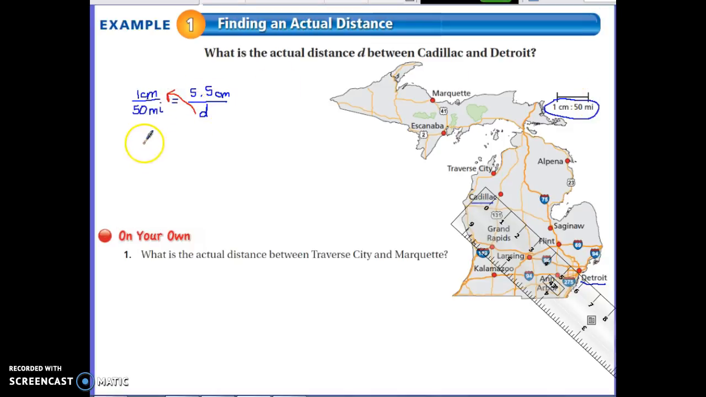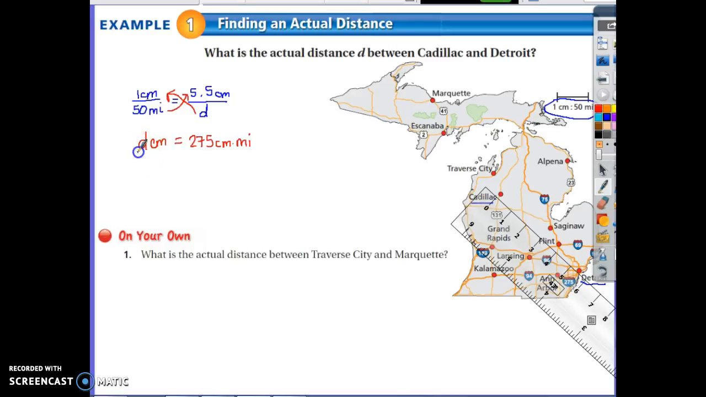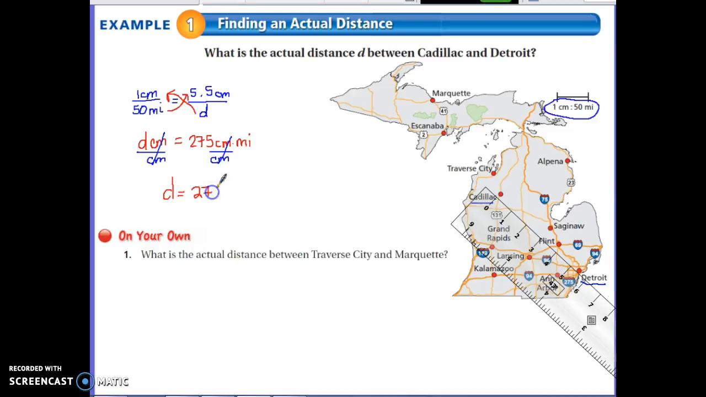d times 1 centimeter is just d centimeters. That's going to be equal to 50 miles times 5.5 centimeters, which is 275, and then our units follow. I have both centimeters and miles here, and we are multiplying. Now the only thing I need to do to get this distance by itself is solve for d by dividing by my units of centimeters. Divide by those units on both sides. And what we end up finding is that d is equal to 275 miles.